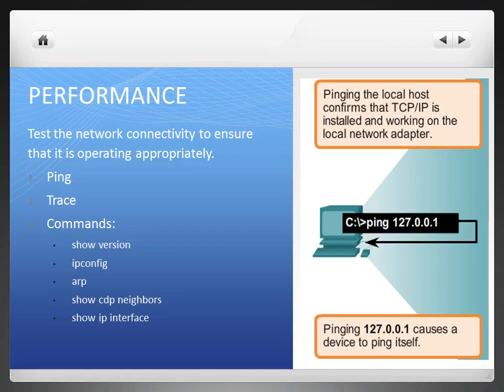After a network has been implemented, a network administrator must test the network connectivity to ensure that it is operating appropriately. One option is to ping for testing the protocol stack, as the ping command moves from layer 3 of the OSI model to layer 2 and then layer 1. Another option is to trace the hops as a packet is routed through a network. Also, show commands display relevant information about the configuration and operation of the device.